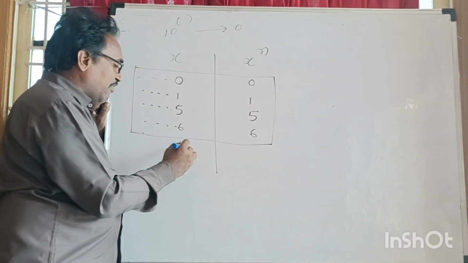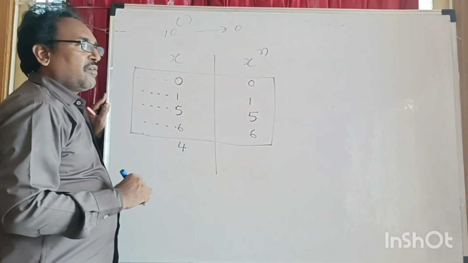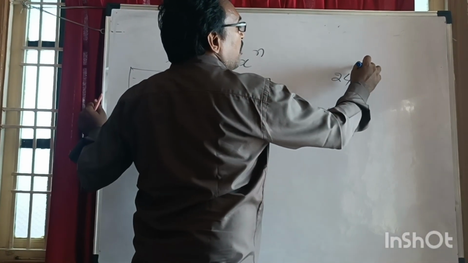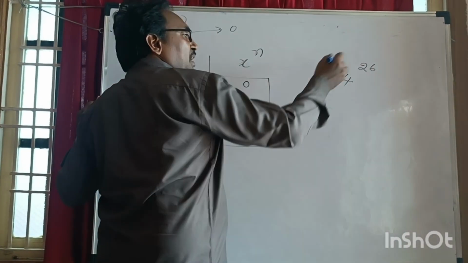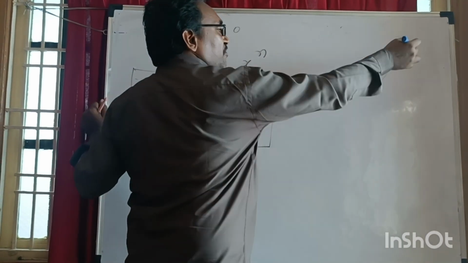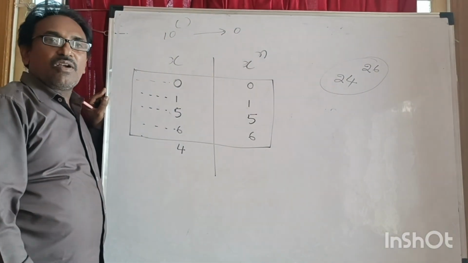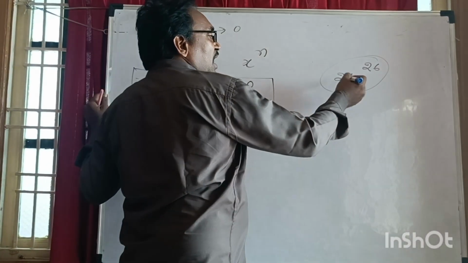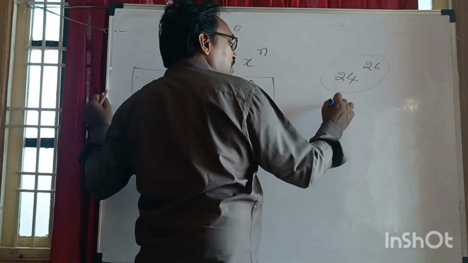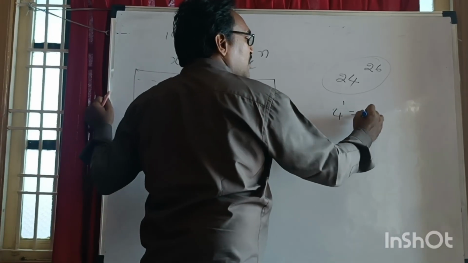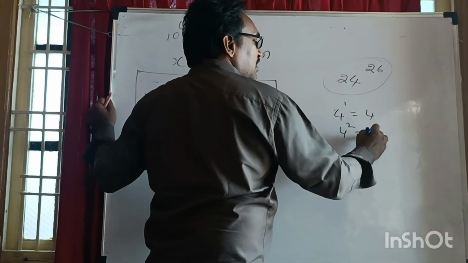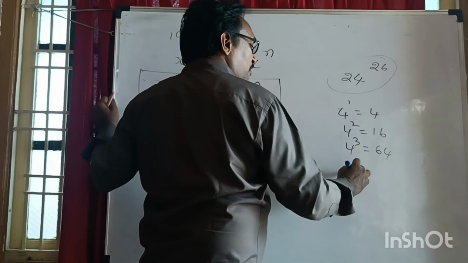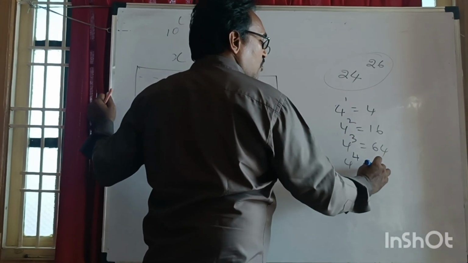Suppose if the number is ending with 4. For example, you take 24 to the power of 26. It's a big number. What is the units digit of this? So to find out the units digit of a number which is ending with 4, it will have two chances. If you observe the powers of 4, 4 to the power of 1 is 4, 4 square is 16, 4 cube is what? 64. 4 to the power of 4 is equal to 256.